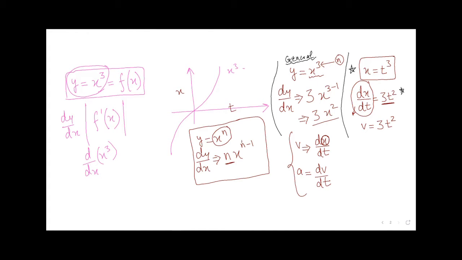Avantika, is it making sense? Yeah. Okay. So once I have found the velocity function, the dx by dt is my velocity function. And what is the dx by dt? Dx by dt is 3t square. Therefore, my velocity function becomes 3t square. Is it making sense? Yeah.